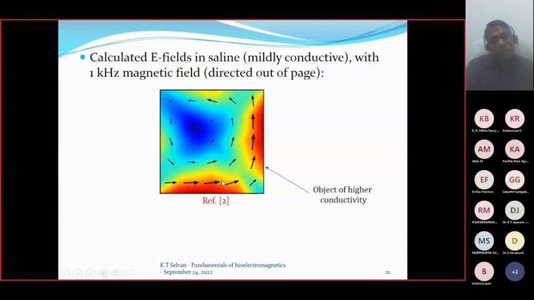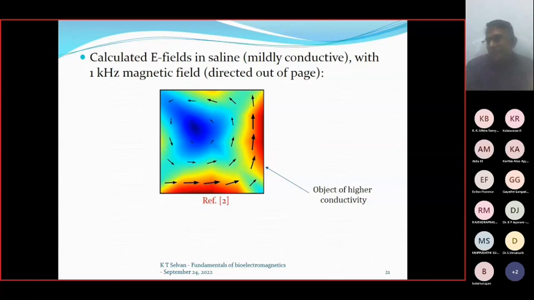The fields within the object of higher conductivity and in the global fluid, which is that mildly conductive saline liquid, constructively add in some portions of the material, and they oppose each other in other parts. That is why it becomes different like this. And this idea is very important. The excitation of electric field in an object, for example by a changing magnetic field, is significantly impacted by the properties of the medium. That is the idea. This relation will hopefully become clearer in due course.